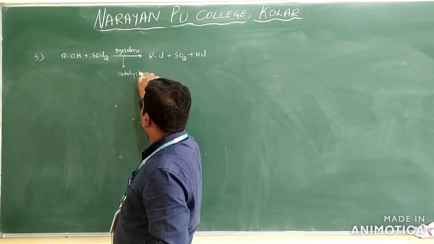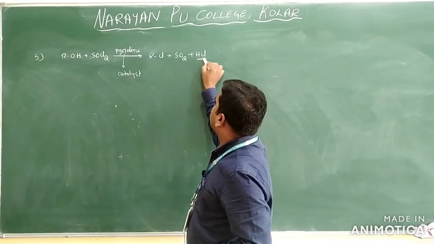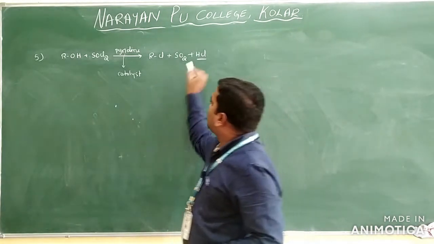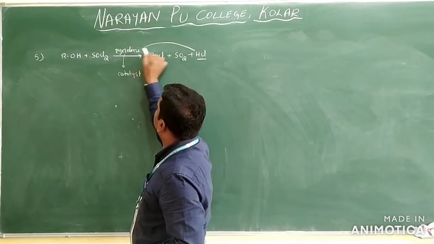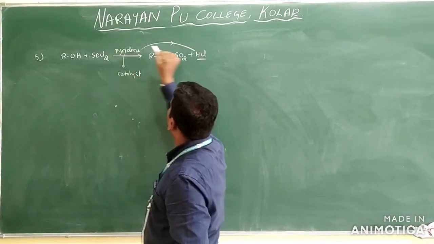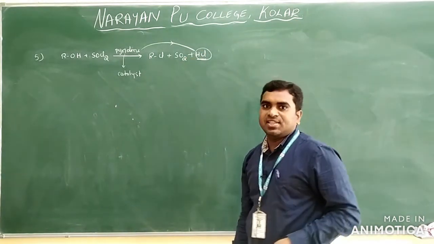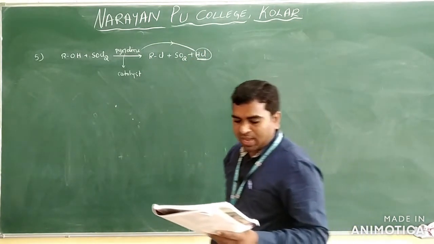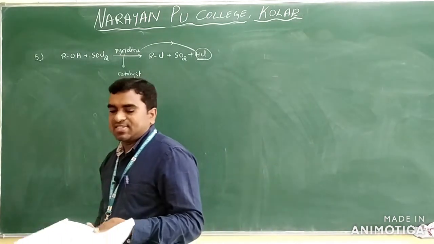So we use pyridine as a catalyst, and also in the reaction an acid is formed. To neutralize that acid, pyridine, which is a base, is used. So this pyridine is used to neutralize the HCl which is generated in this reaction. So what is the option here? Option 1 is the correct one. Clear? Use it as a catalyst.